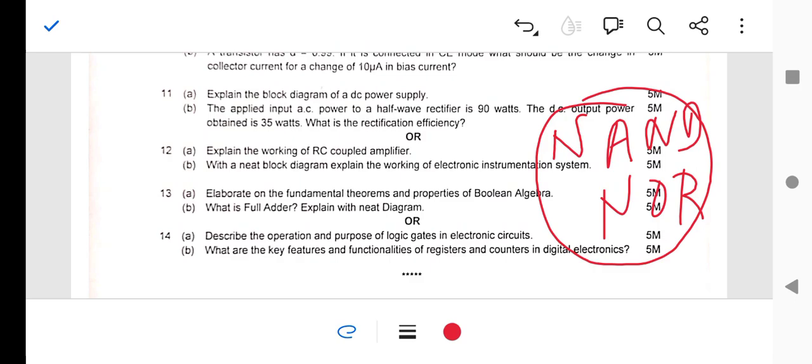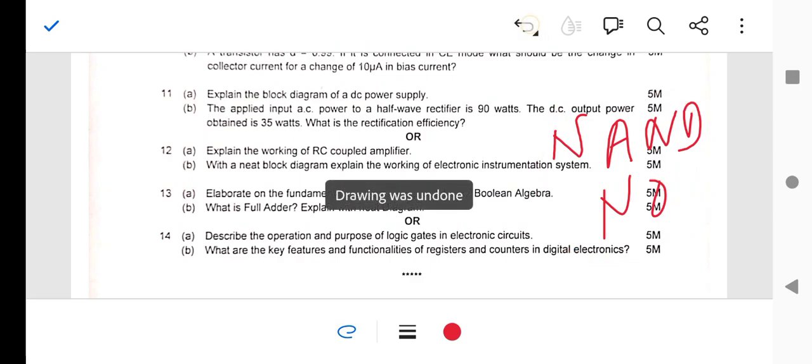Explain the principle of operation and purpose of logic gates in electronic circuits. Logic gates are used to design electronic circuits to get the required output. What are the functions of registers and counters in digital electronics? These are the questions regarding part B, electronics part. For this, the diagram is very important for everyone. Every question carries some marks for the diagram. If you draw the related diagram, you will get some marks.